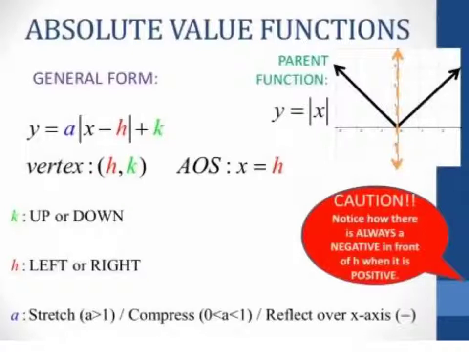Alright? Now, your k here is a transformation either up or down. It's vertical. Your h is going to be left or right, so it's your horizontal transformation. Your a is going to be a stretch if it's greater than 1. It'll be a compression if it's between 0 and 1. And if you have a negative in front of the a, it will be a reflection over the x-axis.